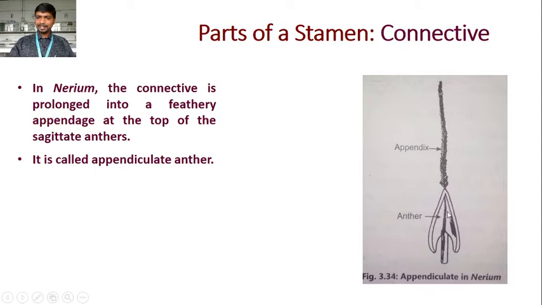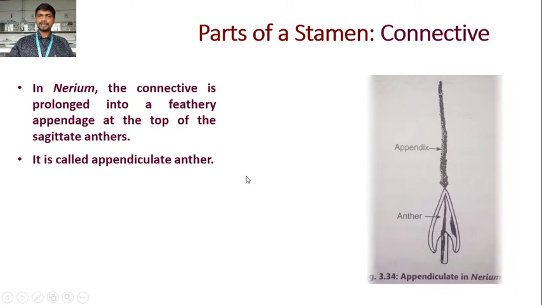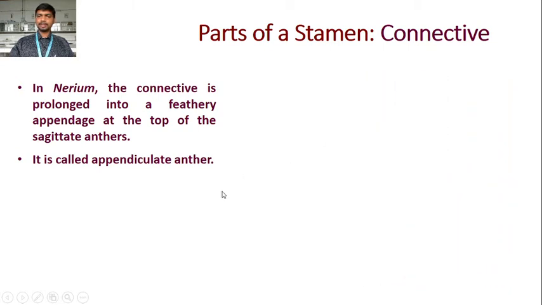Here the anther is below the connective, which forms a feathery appendage. Generally we find that the connective is a group of tissue that connects the two anther lobes, but in Nerium the connective has been prolonged into a feathery appendage at the top of the anther. Such type of connective is an appendiculate connective, and we can say the anther is an appendiculate anther that possesses a feathery appendage. So this is another change that we find in Nerium.